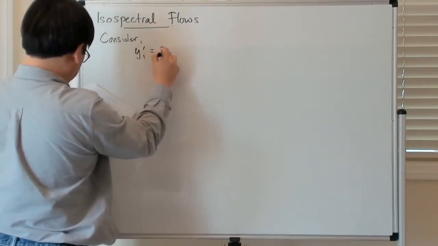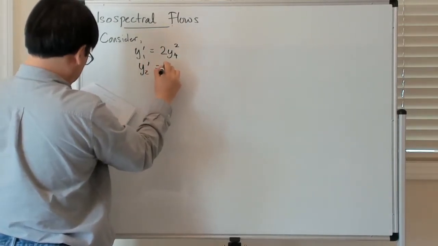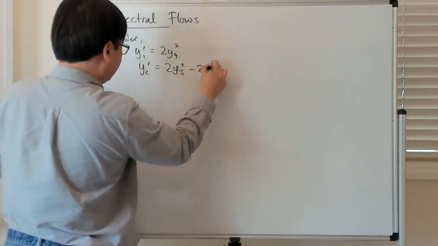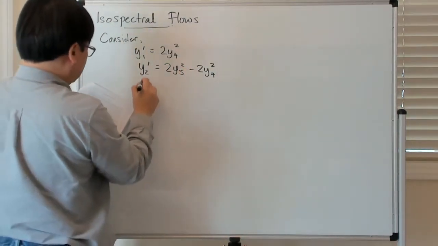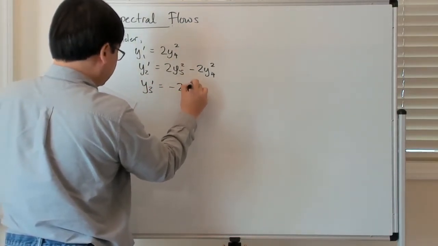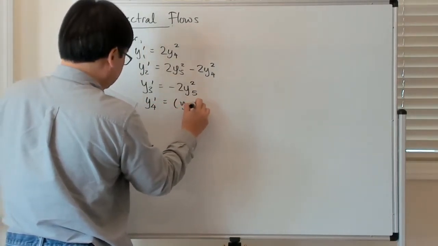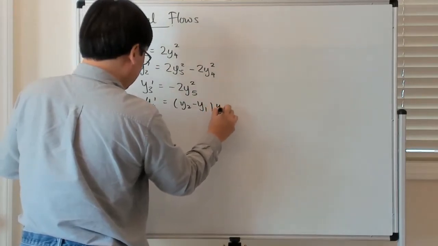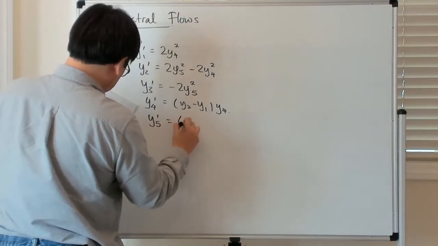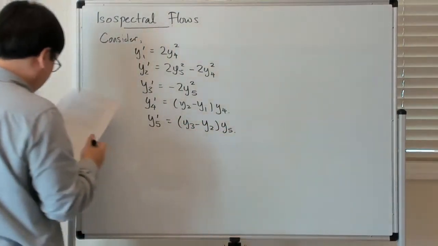y1 prime is 2y4 squared. y2 prime is equal to 2y5 squared minus 2y4 squared. y3 prime is equal to minus 2y5 squared. y4 prime is y2 minus y1 times y4, and then y5 prime is equal to y3 minus y2 multiplied into y5.